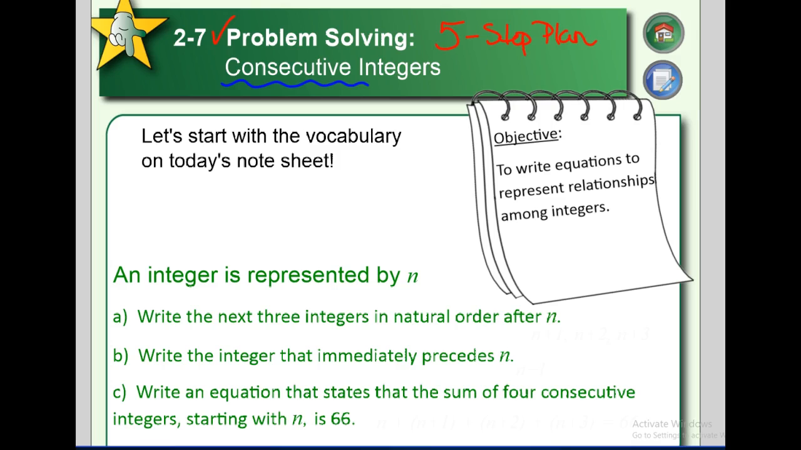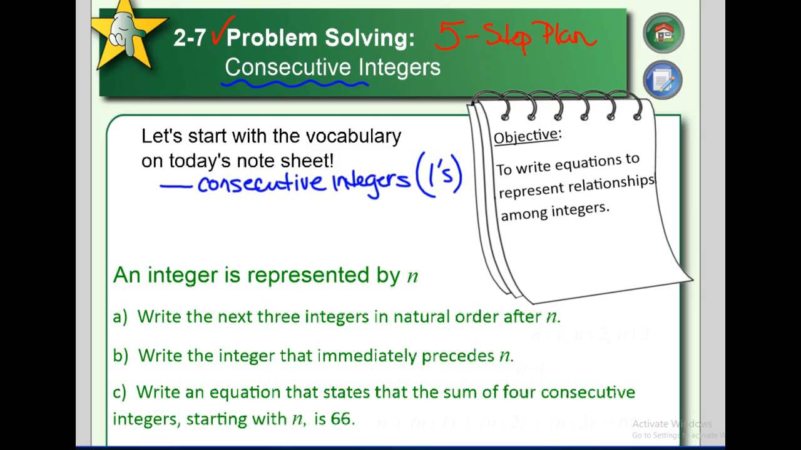Yeah, 4, 5, 6. How about if we went on the negative end? -2, -3, -4. So all of those are examples of consecutive integers. Now, if we're working with consecutive integers, what are we counting by? When I go from 1 to 2, what did I add? Yeah, when we're talking about consecutive integers, we're counting by ones.